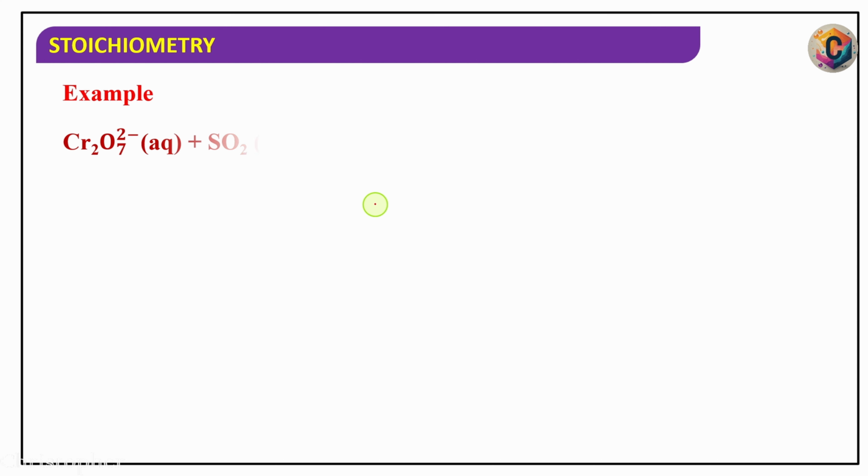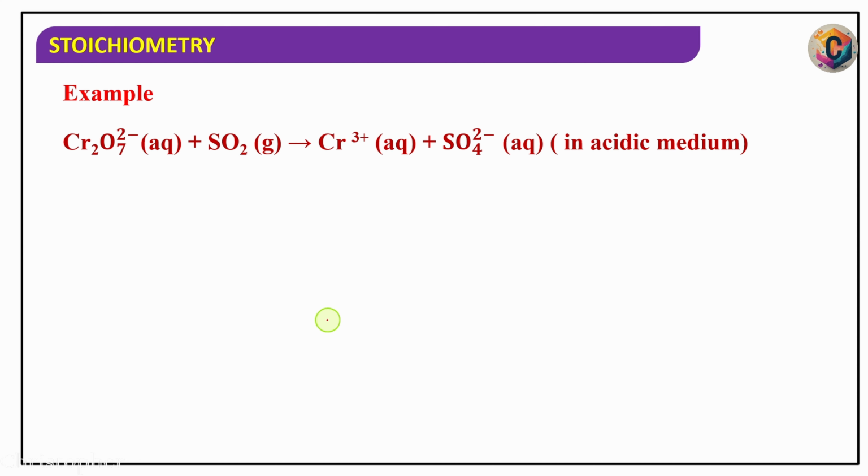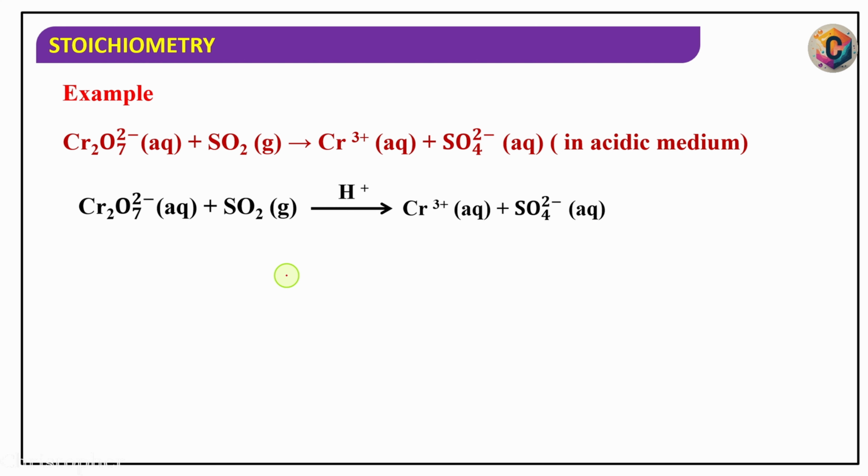We will be seeing one example. Now I'm going to balance this equation. First step, we need to write it in ionic form. Next step is to find out which substance is undergoing oxidation and which substance is undergoing reduction. Here, what elements are there? Let us see. We have Cr, we have O, we have S, and then we have O here. On the right hand side, we have Cr, S, and O.